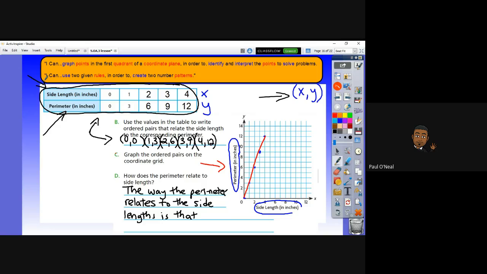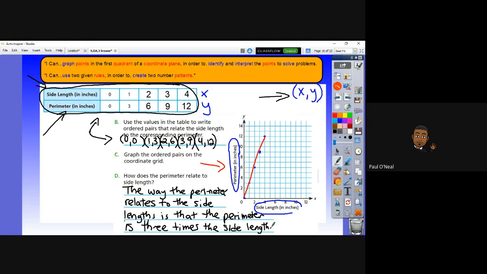the perimeter is 3 times the side length. Now, how do you know that's right, Mr. Oneal? Well, let's look at it.